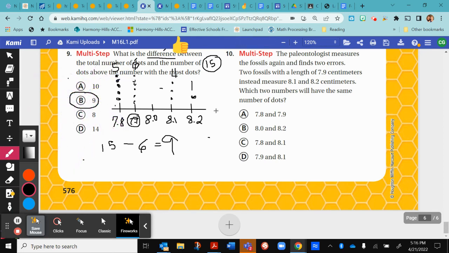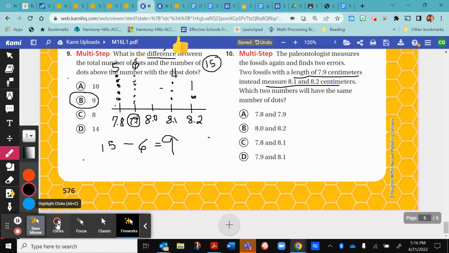All right, last step. The paleontologist measures the fossils again and finds 2 errors. Uh-oh. 2 fossils with a length of 7 9/10 centimeters instead measure 8 1/10 and 8 2/10. Which 2 numbers will have the same number of dots?